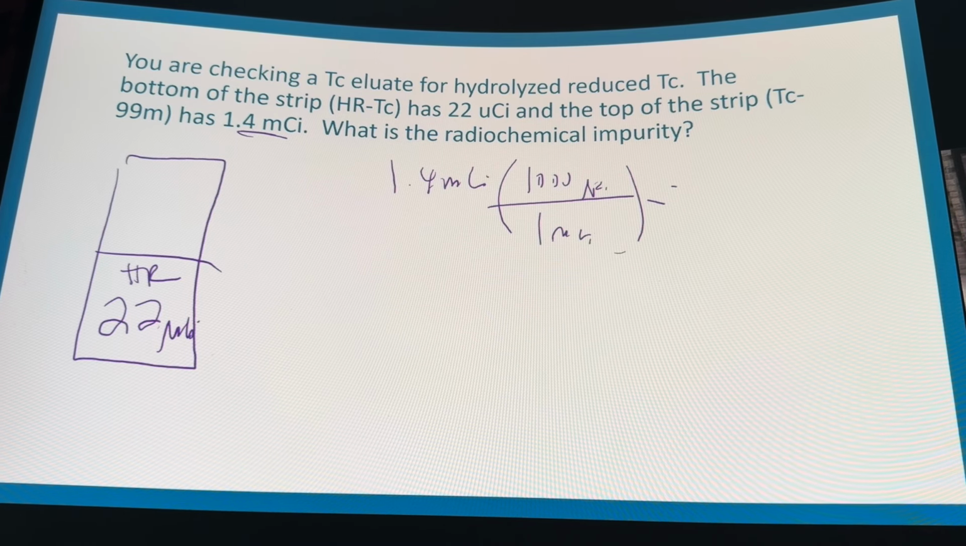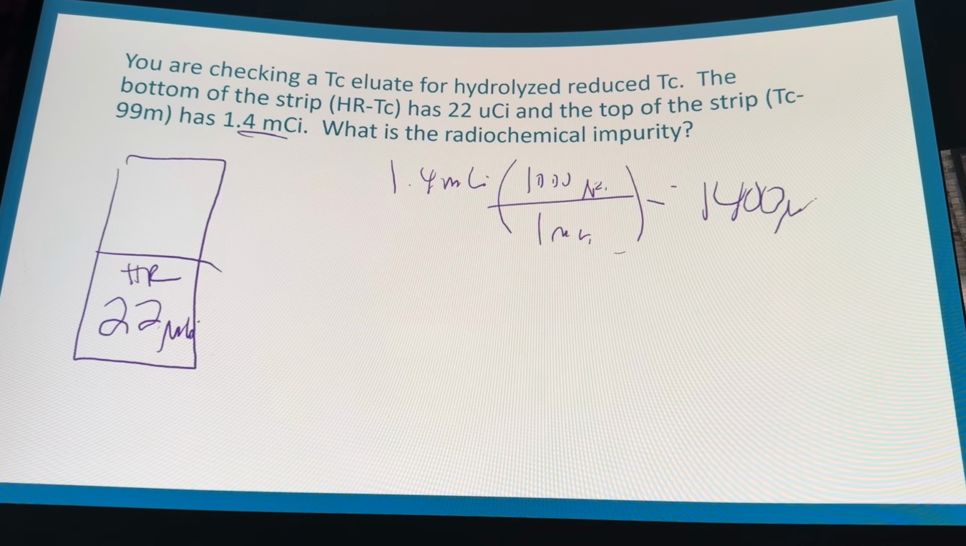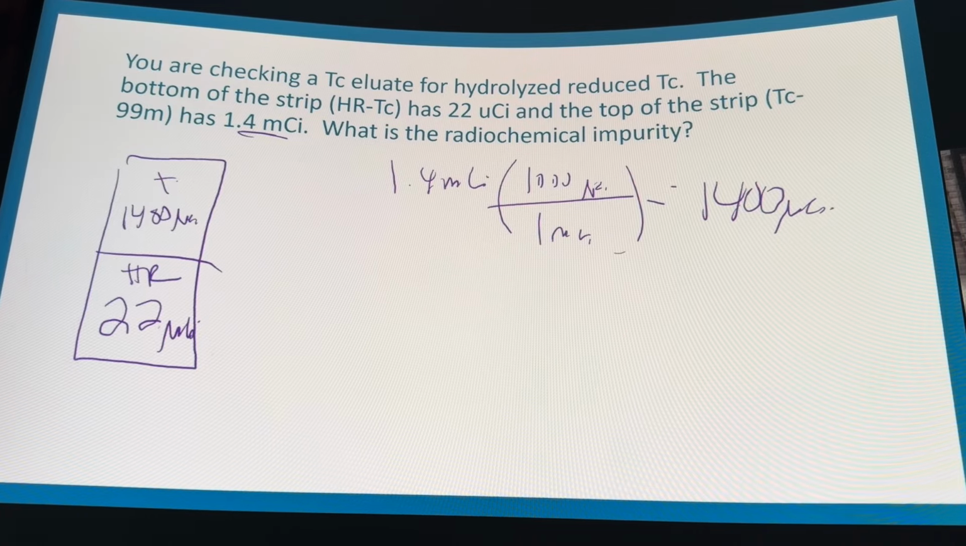So 1.4 times 1,000 equals 1,400 microcuries. So I'm going to put my 1,400 microcuries up here, and that's my technetium. Not free tech, it's my tech eluate. So the hydrolyzed reduced is something that happens to the tech eluate. So you can do the hydrolyzed reduced first, before you even put it in a kit.